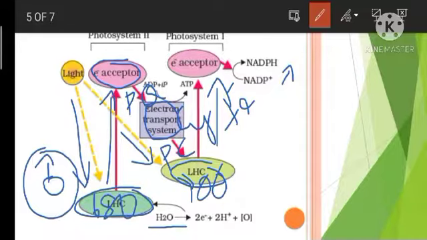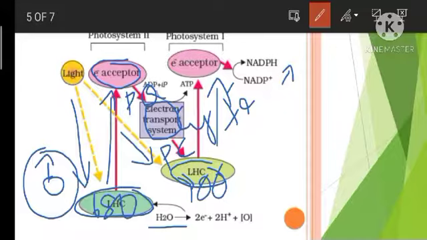What is photolysis of water? Lysis means splitting of water in the presence of light. Photo means light. So in presence of light, water will be splitting. This also occurs in photosystem 2. Why does it occur in photosystem 2 and not in photosystem 1?